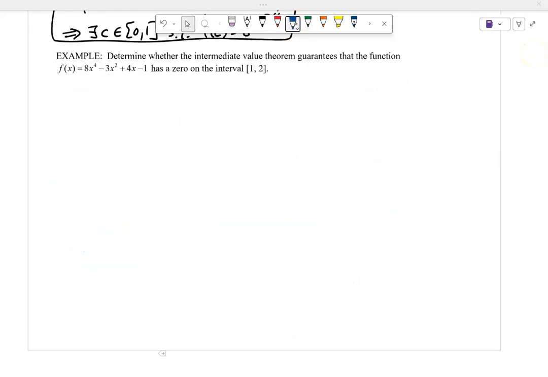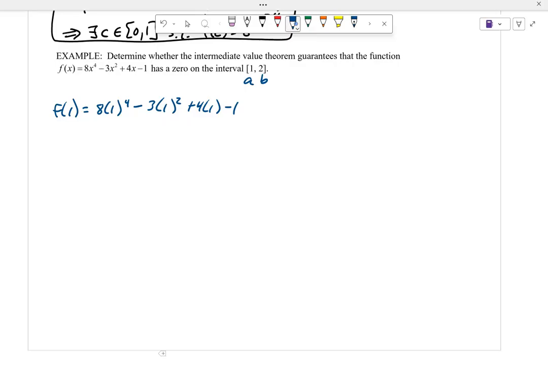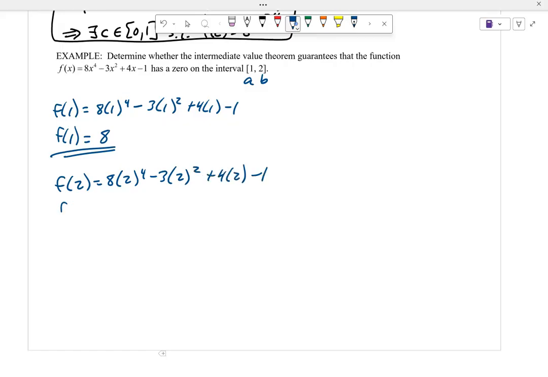All right, let's look at one more here. Let's see if the intermediate value theorem will guarantee the existence of a zero. This is my a and b. Let's throw the 1 in and see what we get. Looks like f of 1 ends up being minus 5 plus 9, 8. Now let's throw the 2 in. Our f of 2 ends up being 123. So I've got 1 up here at 8, and then 2 clear up here at 123.